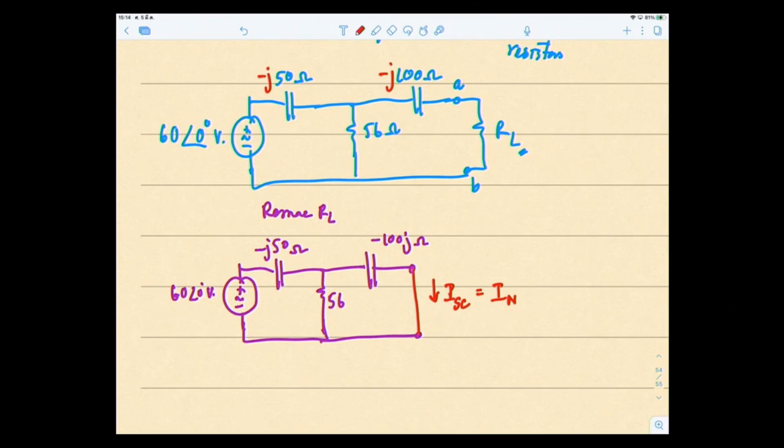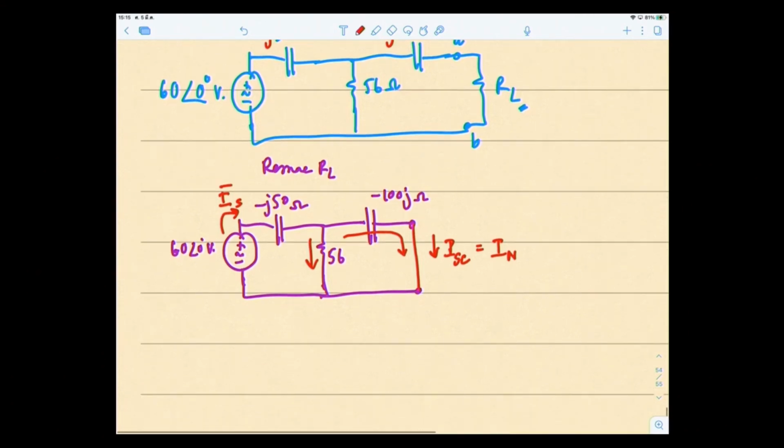IN has to come from somewhere, so the current comes from the source. I'm going to call this IS. It goes through here, splits into this branch, and the other branch I short circuit. So my formula to find the short circuit current, IN, is divided out from IS into two branches, using the current divider formula: 56 over the sum of the two impedances in the two branches, so 56 plus minus 100j. This is my formula to find ISC, equal to IN.